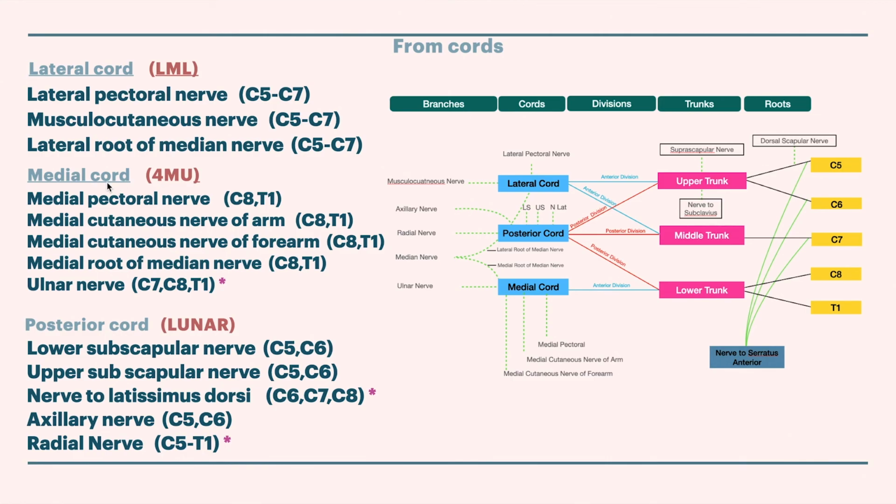Coming to the medial cord, the root values of all the branches are C8 and T1, except ulnar nerve, which has C7, C8 and T1 as its root value. In the posterior cord, all the branches have their root values as C5 and C6, except two nerves. They are nerve to latissimus dorsi and radial nerve. Nerve to latissimus dorsi has C6, C7, C8 as its root value, and radial nerve has C5, C6, C7, C8 and T1 as its root value.